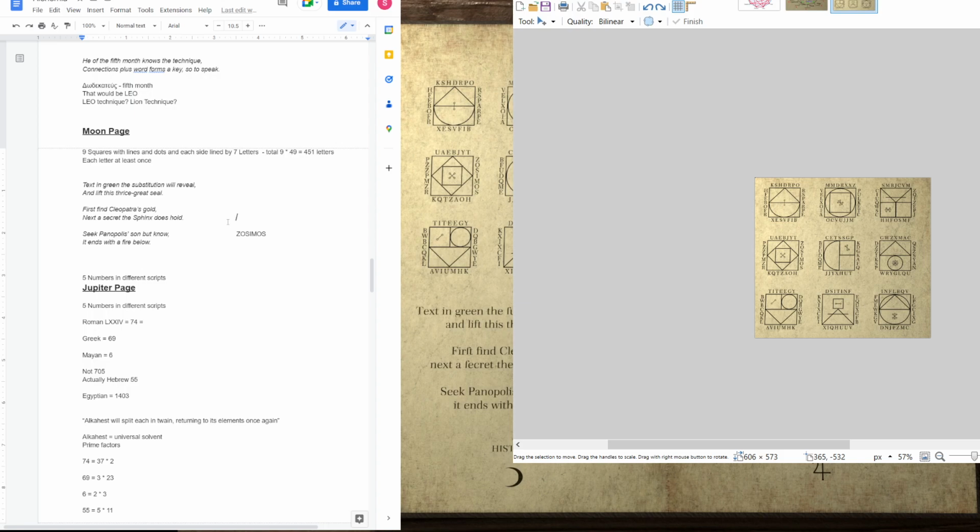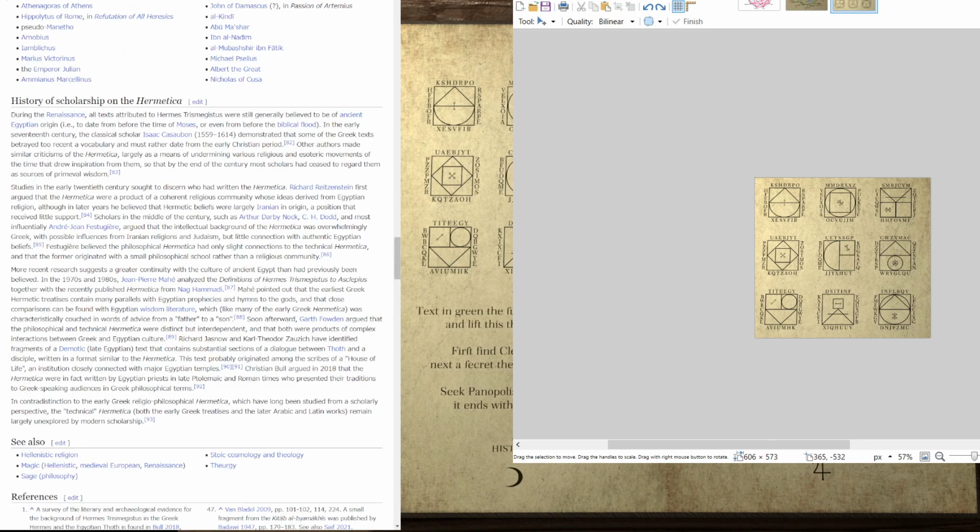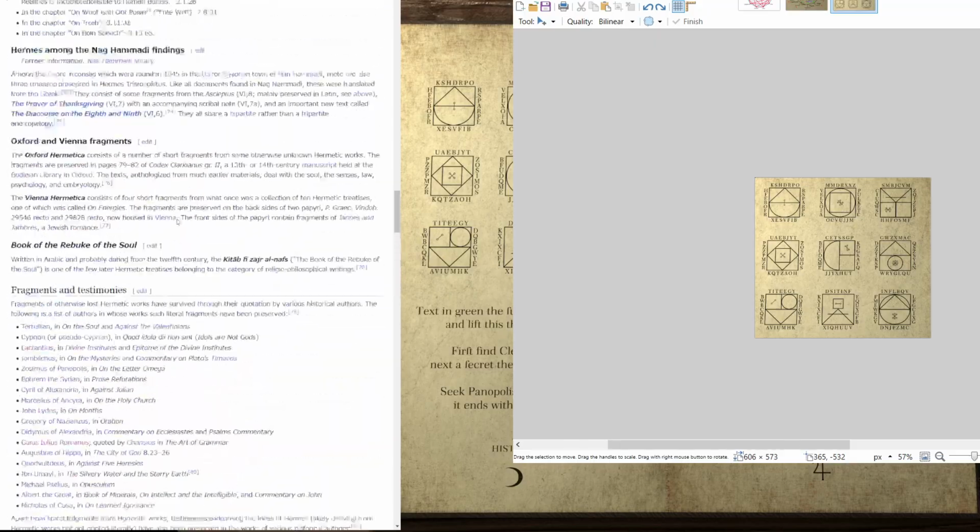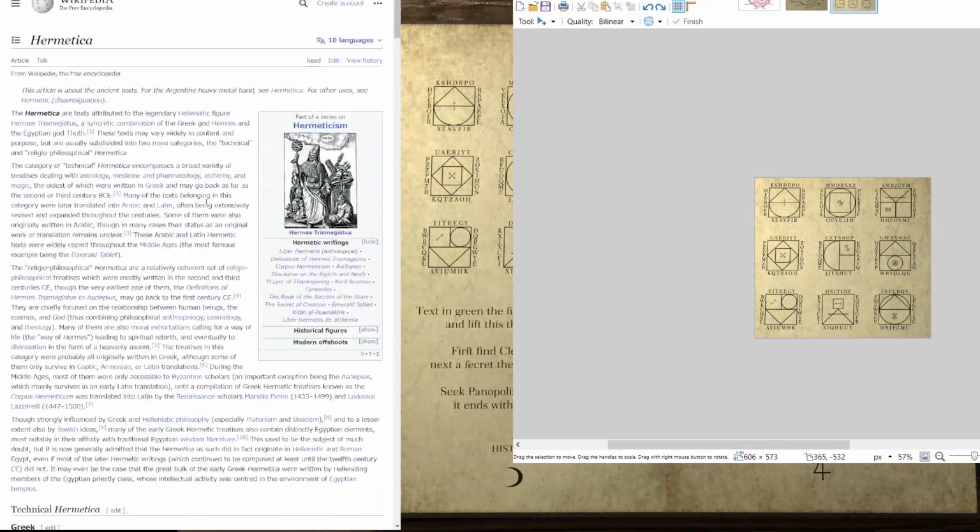But funnily enough, this is all Egypt related, right? Cleopatra, Sphinx, Panopolis. But then it ends with a fire below, so, huh. Thrice Great Seal is also related to ancient Hermeticism, which is very old. Some of these other chapters have had references to modern, like 15th century, alchemy and cryptography. But this part is now referencing very old stuff, with Hermeticism and Egypt.